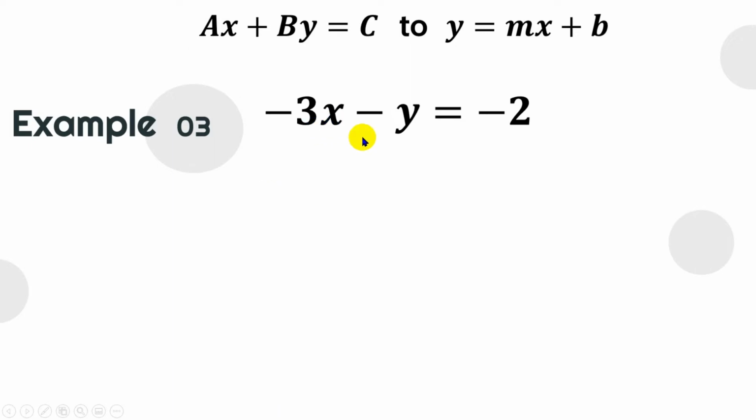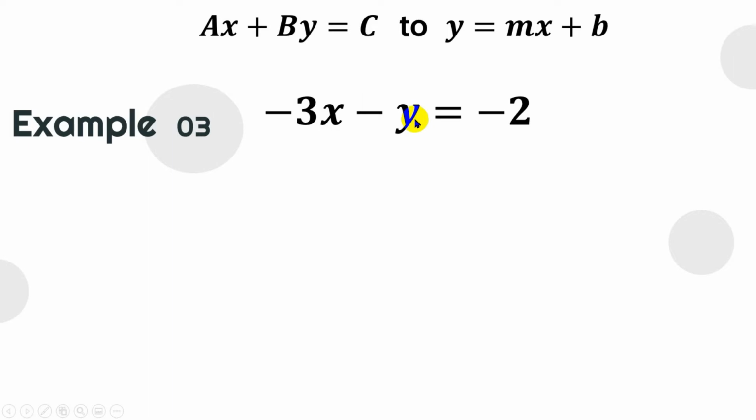We have here negative 3x minus y is equal to negative 2. So again, you can pause this video and then try to rewrite it into slope-intercept form. Then after doing that, you can play this again and wait for the correct answer. Okay? So, we have here negative 3x, negative y, and negative 2.